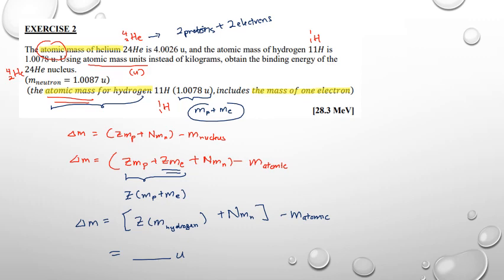Once you have it, you can then calculate the binding energy by using EB equals delta M C squared. Now, since your M is in U, you can use EB equals delta M times 931.5 MeV. So the final answer is going to be in MeV. So that is how you solve exercise 2.